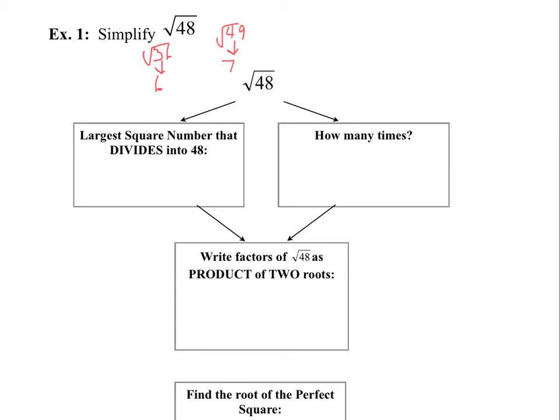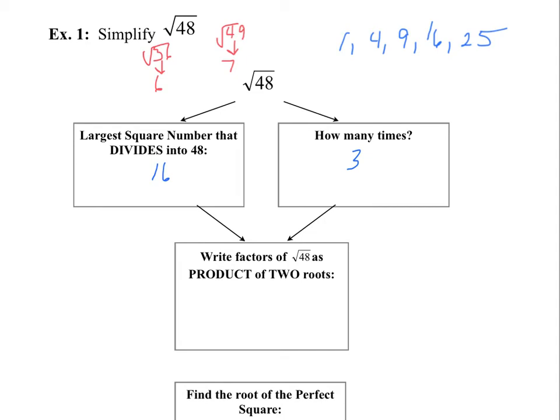When you're thinking about square numbers, you're hopefully picturing in your mind 1, 4, 9, 16, 25, and so on. So we're asked which one of these values divides into 48. You're looking for the largest possible square number that divides into 48. That would be the number 16. It's a perfect square. It divides into 48. It goes in 48 3 times. 16 times 3.